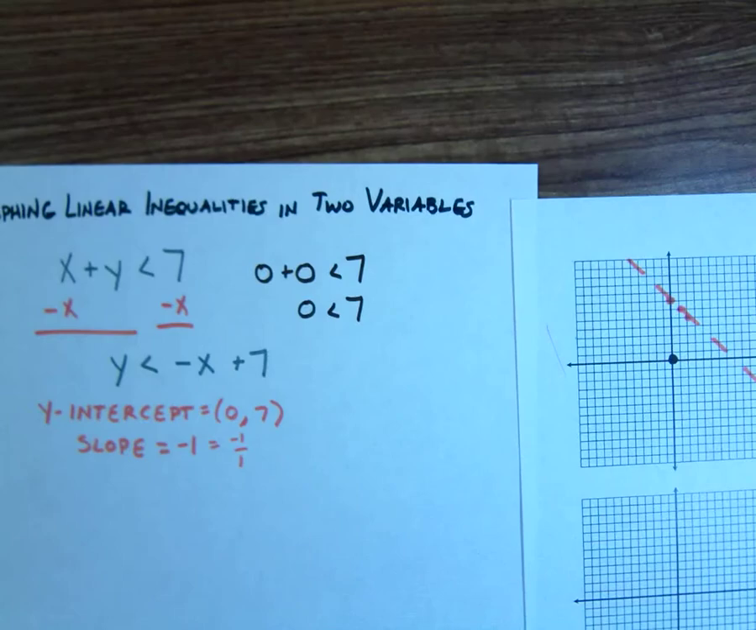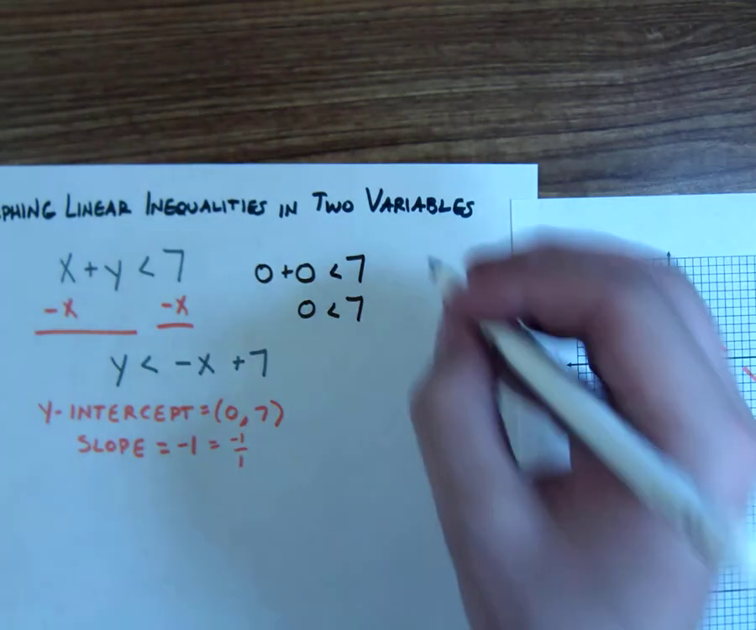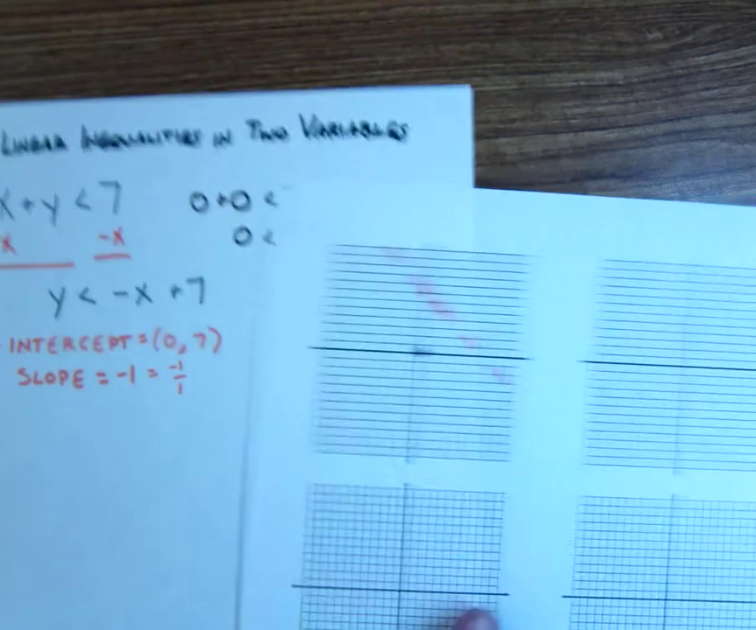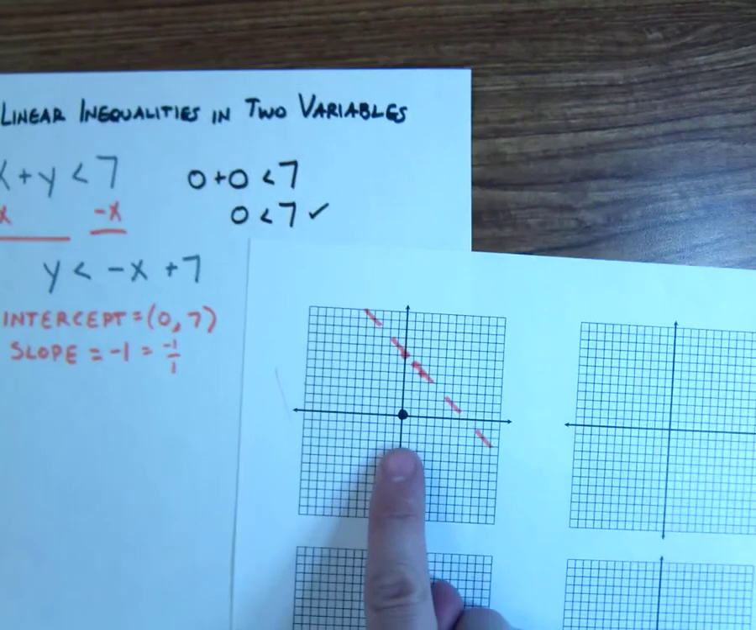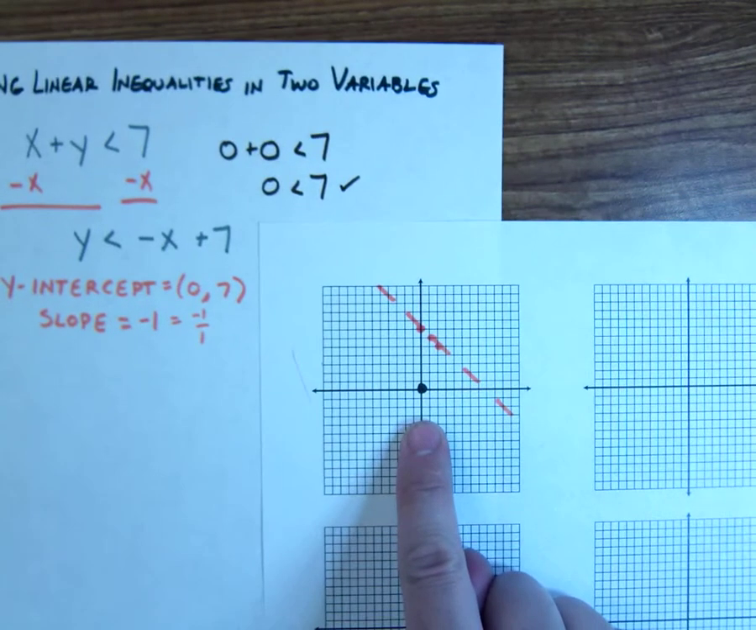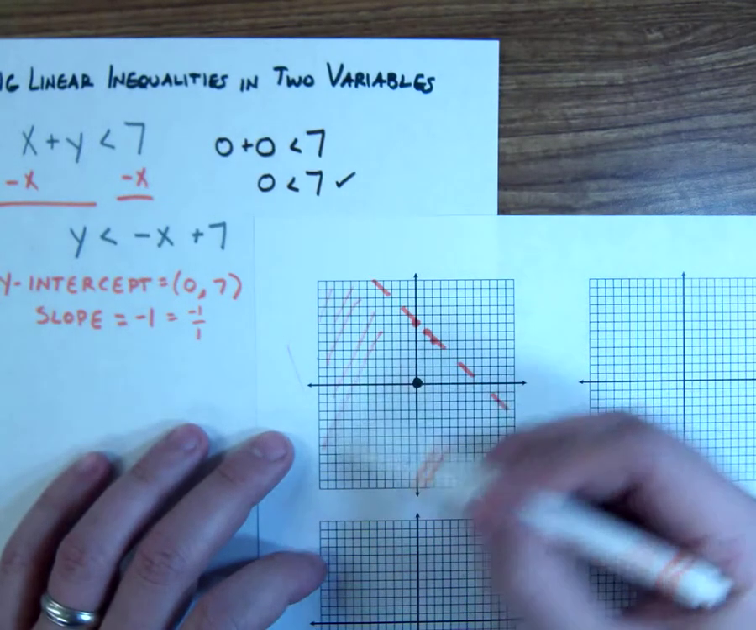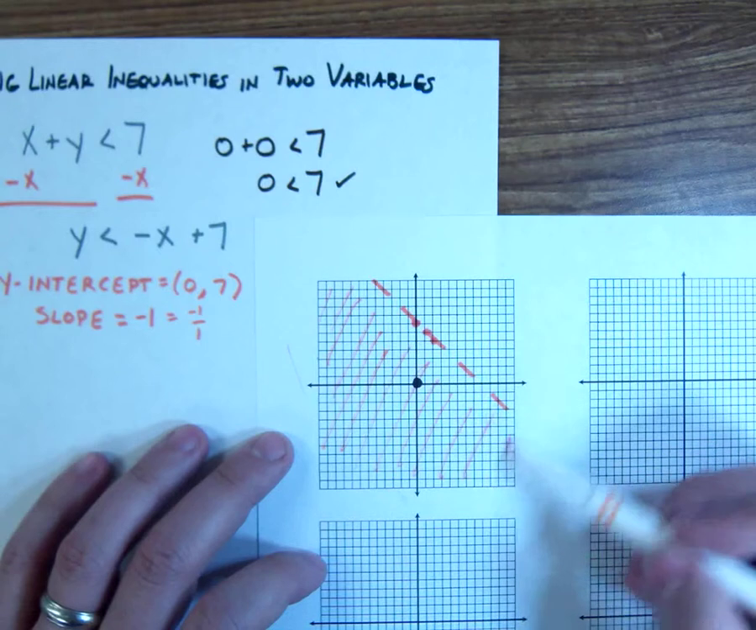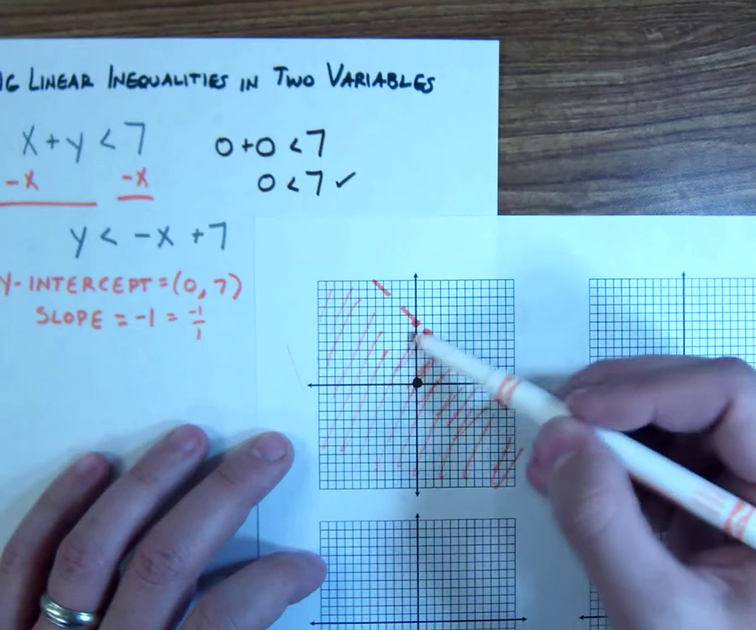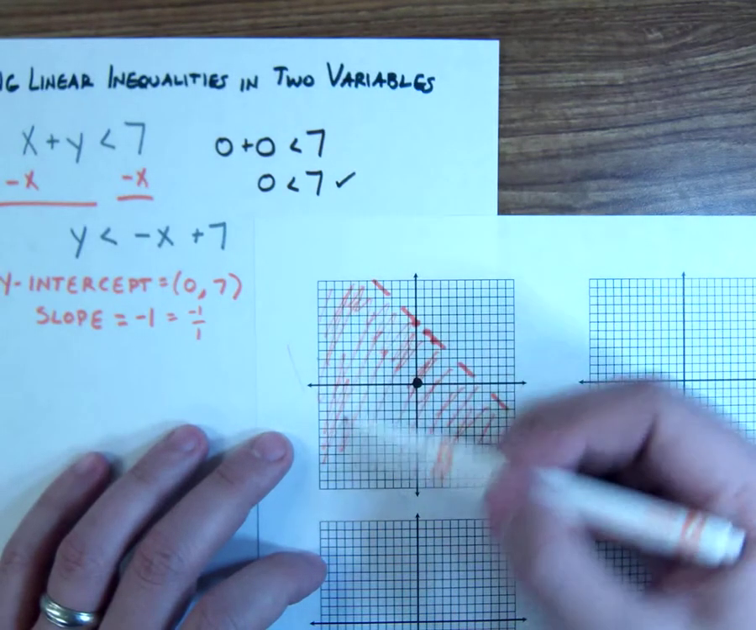It is less than 7. Hey, 0 is less than 7. That's true. That means (0, 0) should be included in my solutions. So when I shade this graph, I'm going to shade the part that includes (0, 0). I'm going to color this in. The whole thing? The whole thing.